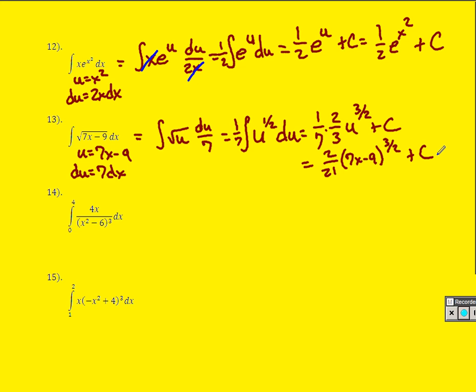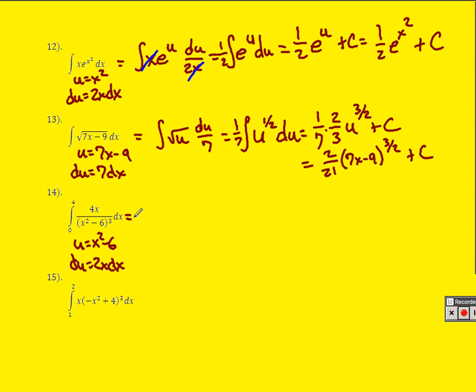Alright, down to the definite integrals, and these are the ones that you can do two different ways, so let's see how we do. First, for number 14, I'm going to say that u is equal to, again, I have x squared minus 6 and 4x. 4x is the derivative of this bottom function, so the bottom function is what I'll make as my u. That means du is equal to 2x dx.